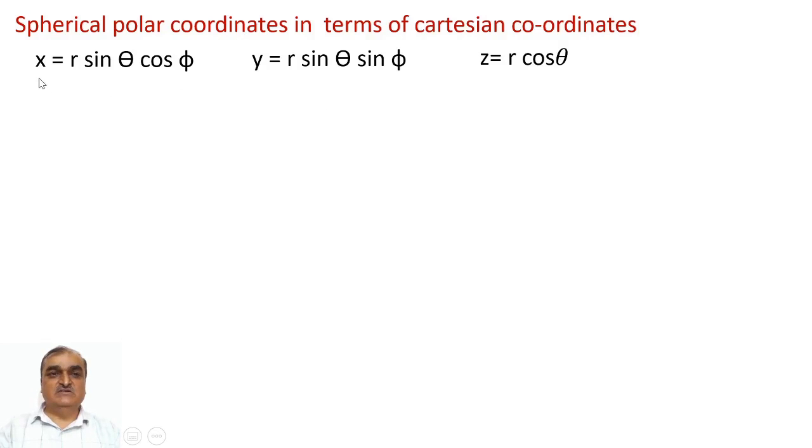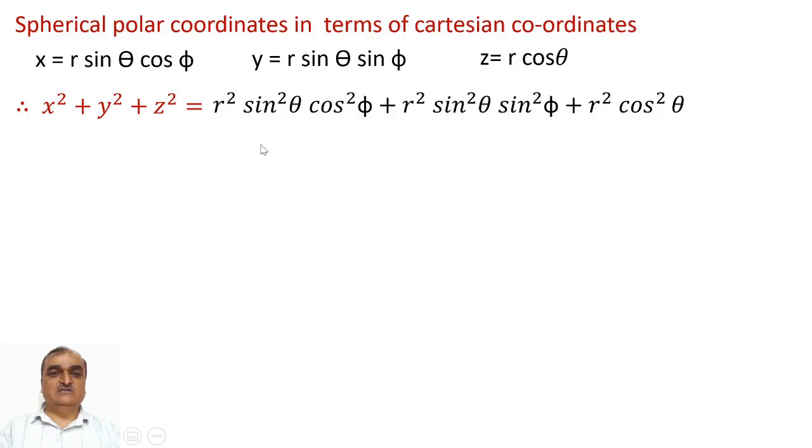We have just derived these three equations: X is equal to R sine theta cos phi, Y is equal to R sine theta sine phi, and Z is equal to R cos theta. Using these three equations, we have to obtain spherical polar coordinates in terms of Cartesian coordinates. For this, we first simplify X square plus Y square plus Z square. Substituting for X, Y and Z, we get R square sin square theta cos square phi plus R square sin square theta sin square phi plus R square cos square theta.